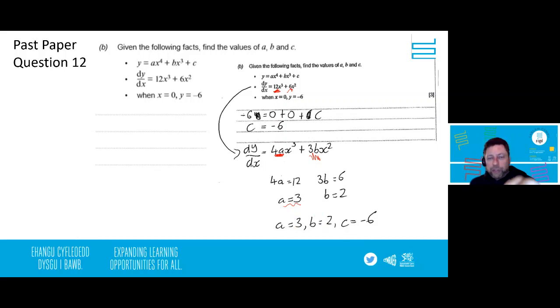Where do I get c equals minus 6 from? Well, again, I start with this one because I thought it was the easiest mark. x equals 0, y equals minus 6. So I put minus 6, 0 to the power of 4 is 0, another 0, plus c equals minus 6. And that's how I would have laid my solution down. I obviously wouldn't have done the arrow.